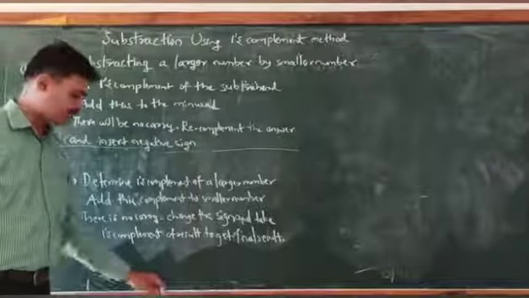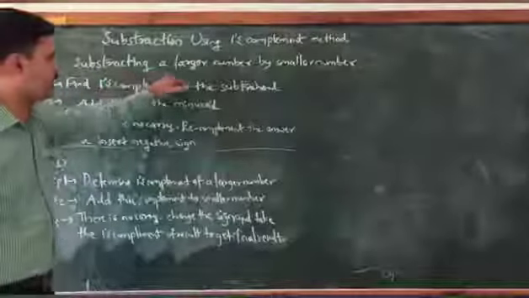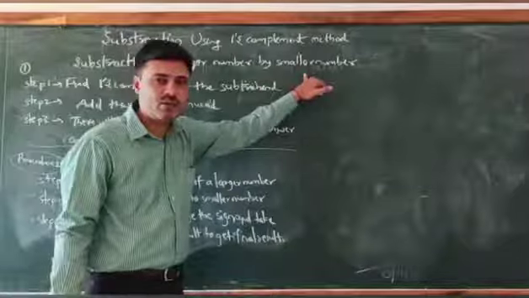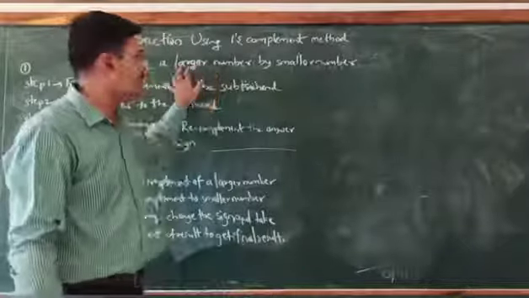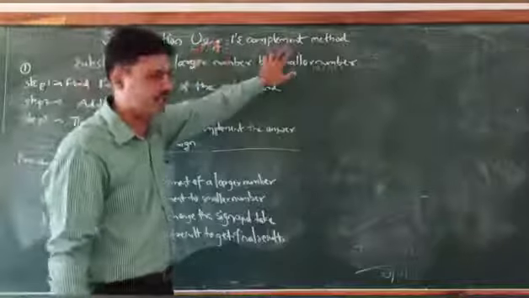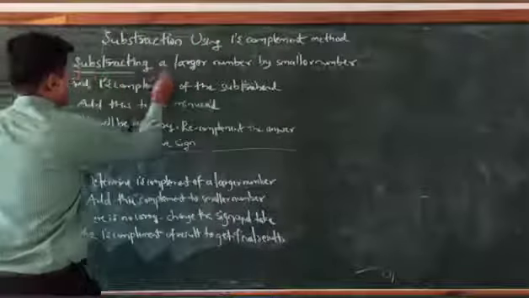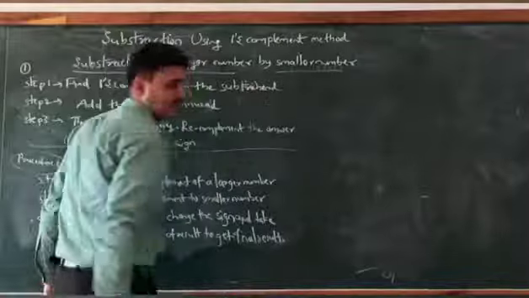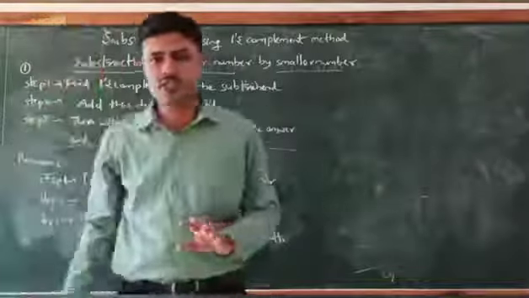Okay, next part is subtracting a larger number by a smaller number. Already we have seen subtracting a smaller number by a larger number using ones complement method. Now we are going to see subtracting a larger number by a smaller number. The same procedures are followed here.